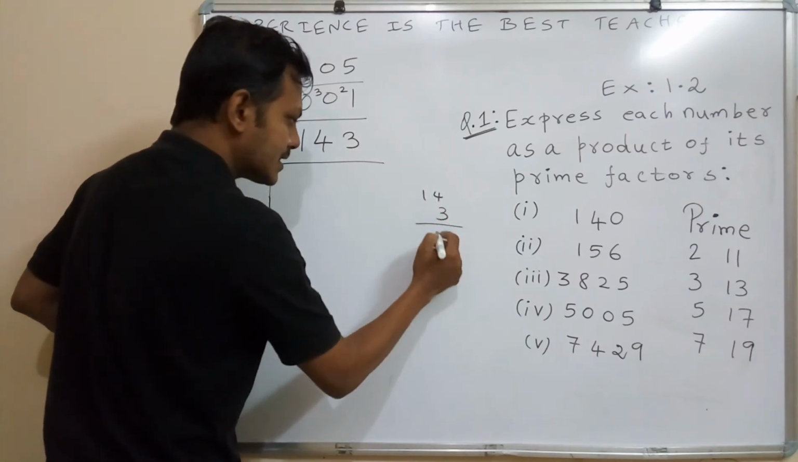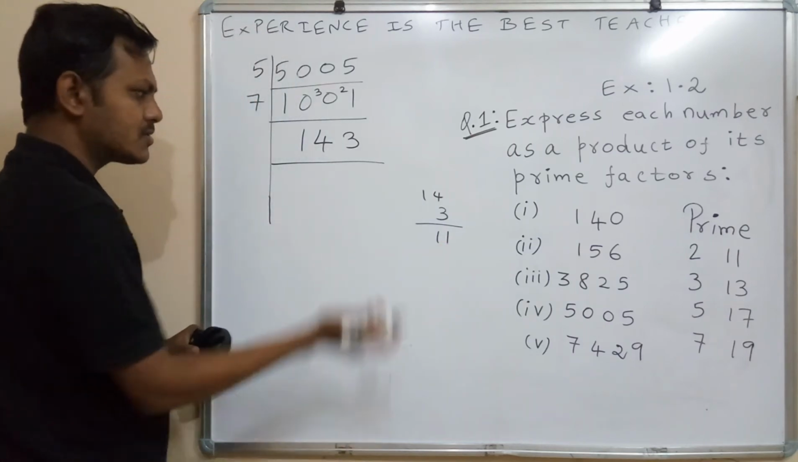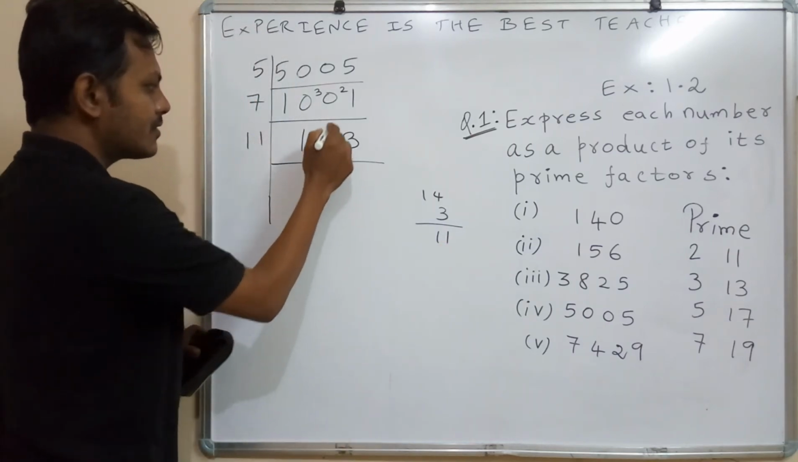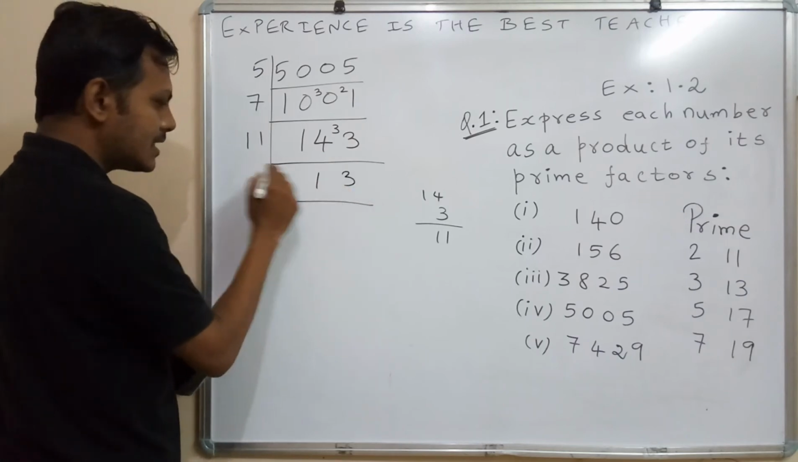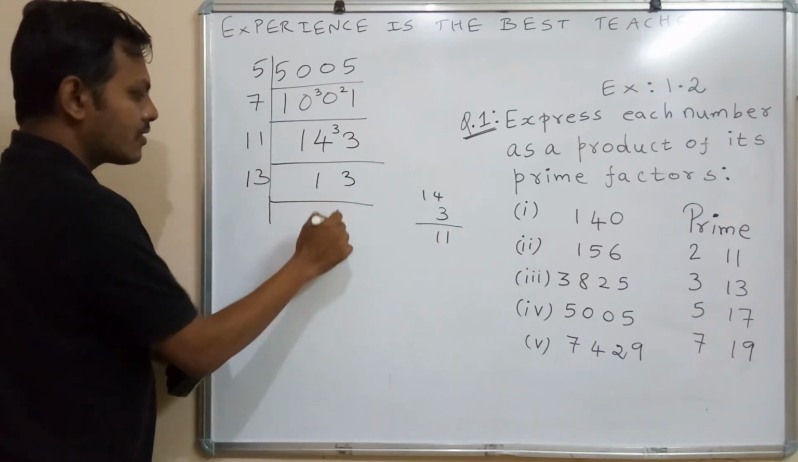So 14 minus 3 is 11. So 11 will come in 11 table. So you can use the 11 table. 1 11 is 11. Balance 3. 3 11s are 33. 13 is the next prime number. So 13 1 is 13.